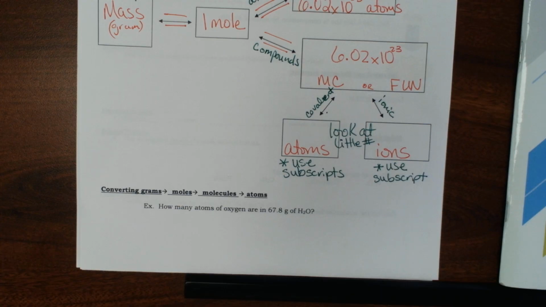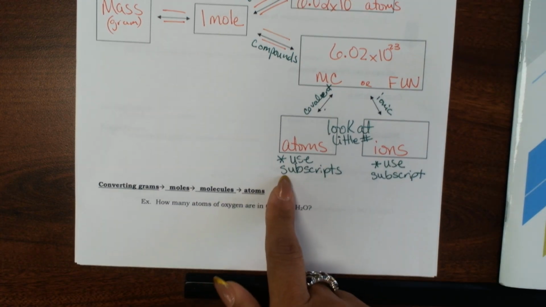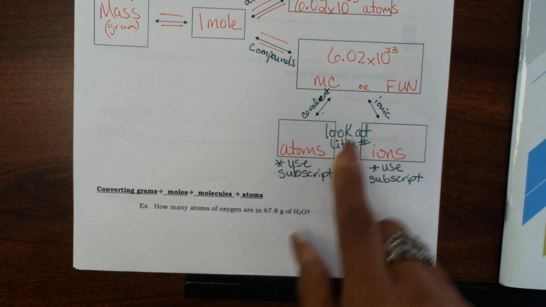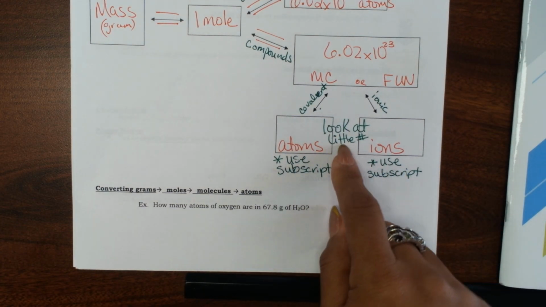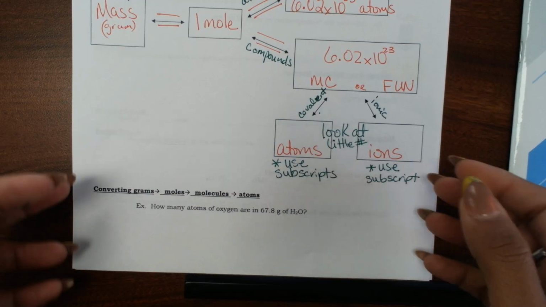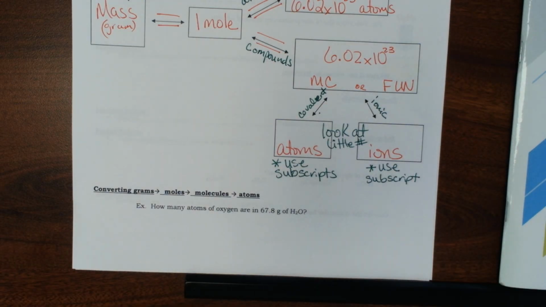Atoms and ions, okay? Again, don't forget, atoms share electrons, ions accept and donate. And when we're looking down to the atom or ion level, we're going to use that little subscript, which is that little number at the bottom. So here's where I'm at this moment. Let's go ahead and start filling in these notes now.